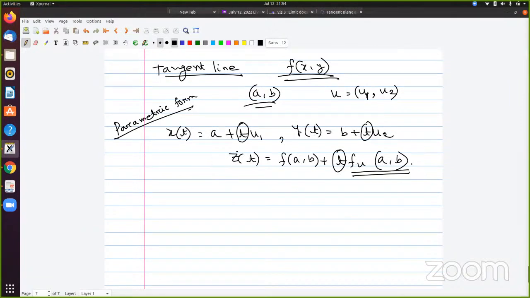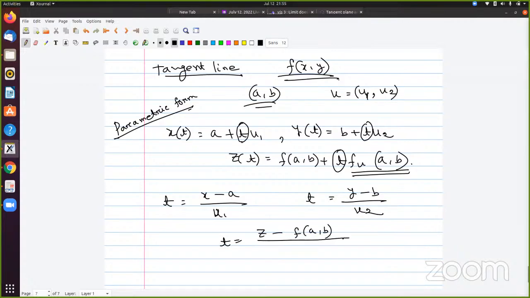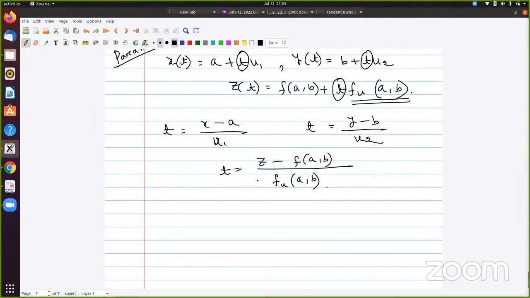Now everything we are getting here is basically, t is (x minus a) by u1, and t is also (y minus b) by u2, and from the third one we are getting this. Okay, now all of these are t, so we can equate these three.